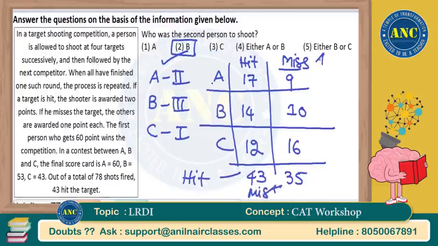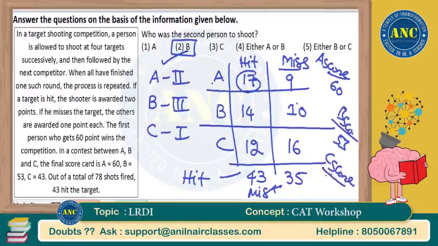A's score is nothing but 17 twos are 34 plus 26, 60. B's score is nothing but 28 plus 25, 53. C's score is nothing but 24 plus 19, 43. I hope it is clear, sir. Please check by using answer options.